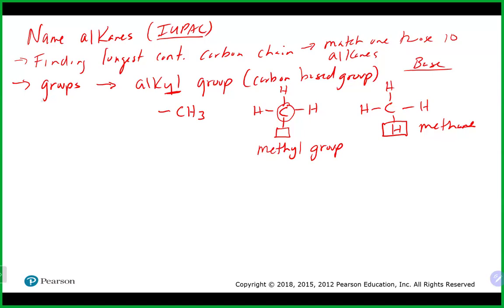So we want to identify the groups that are attached. We got our longest carbon chain. Then the next thing that we really want to do is number the longest carbon chain.